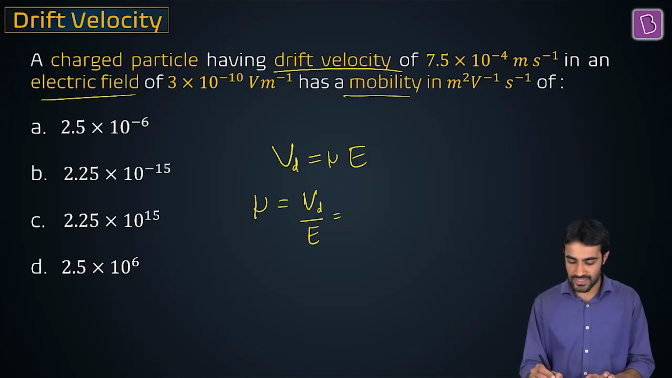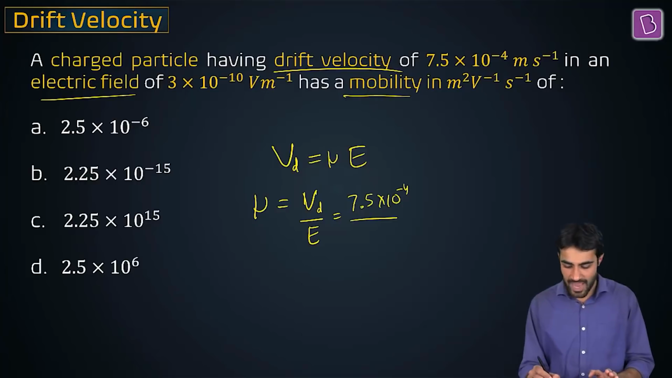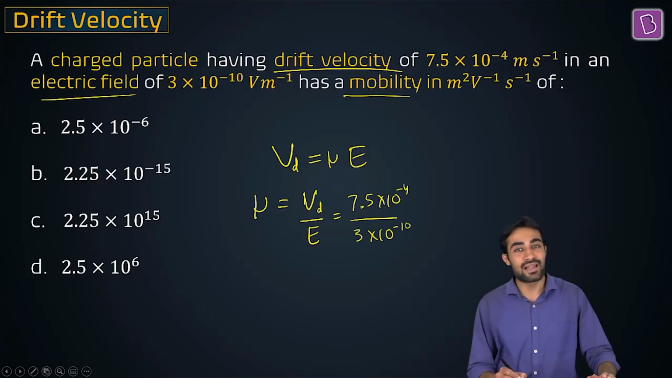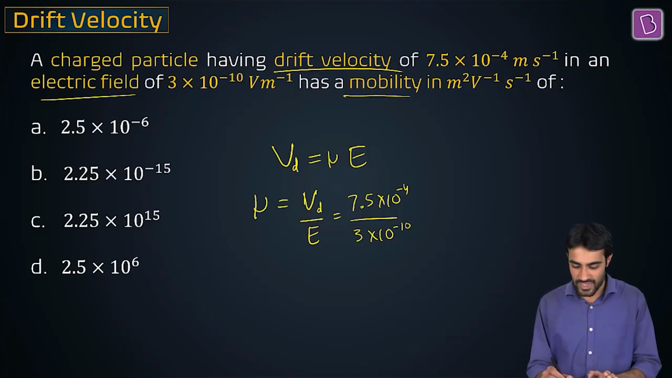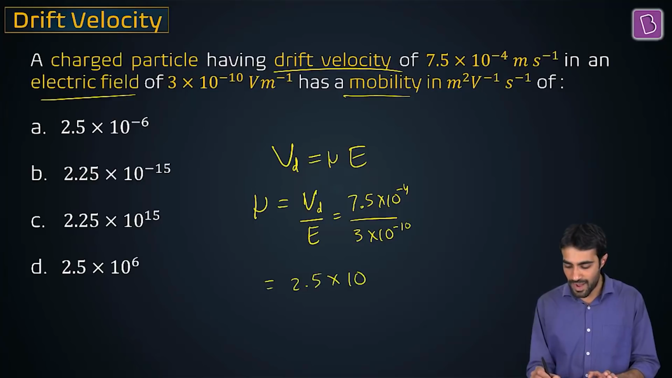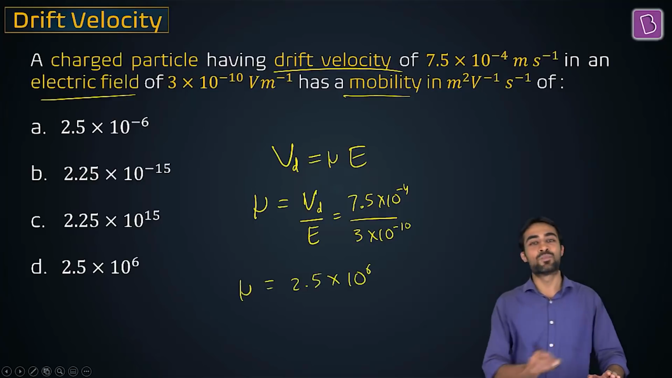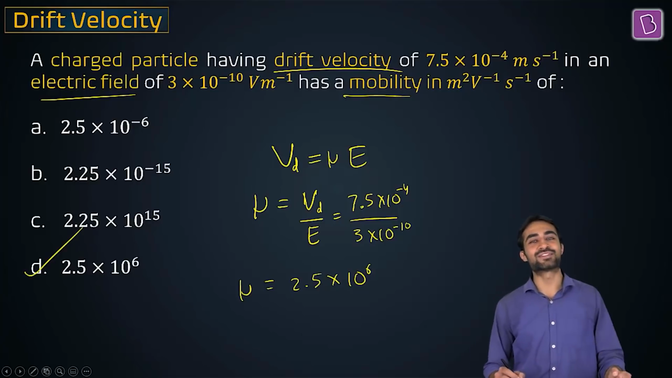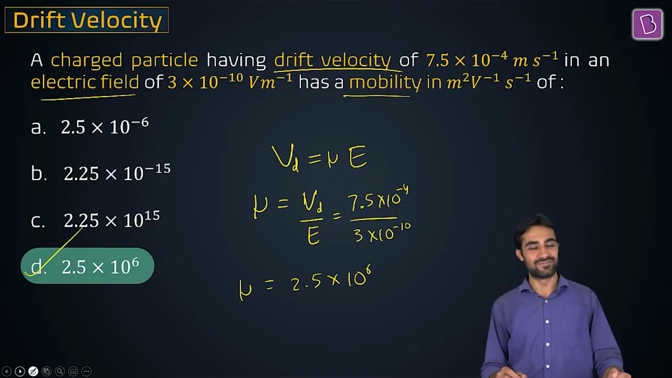Now, drift velocity is given as 7.5 into 10 raised to the power minus 4, and electric field is given by 3 into 10 raised to the power minus 10. So let's quickly calculate what we are getting. We are getting 2.5 into 10 raised to the power 6. This is mobility. Now we can mark option D as the right answer for our question.